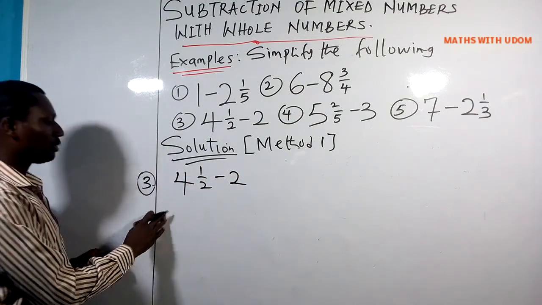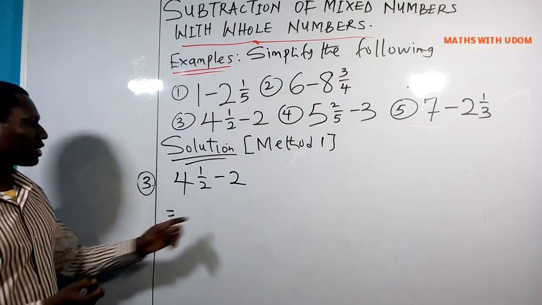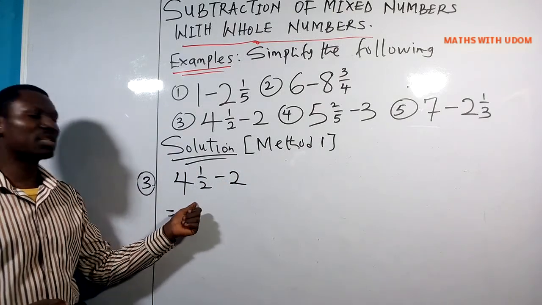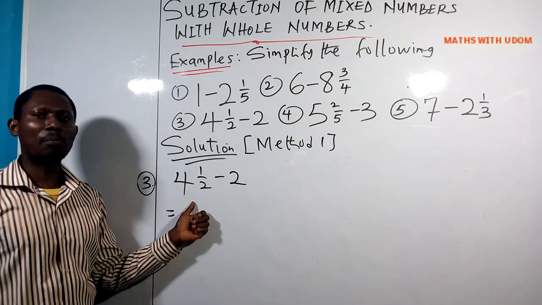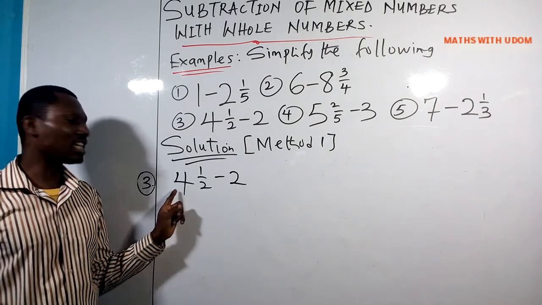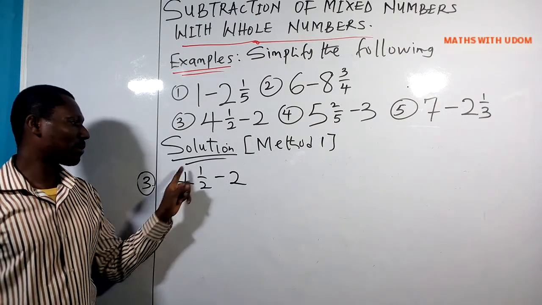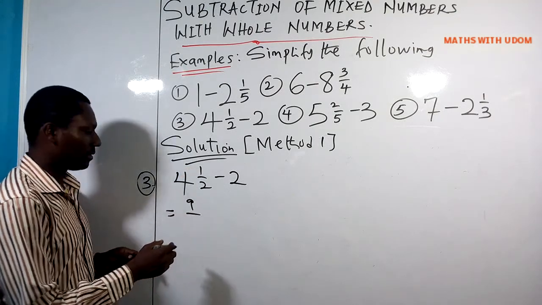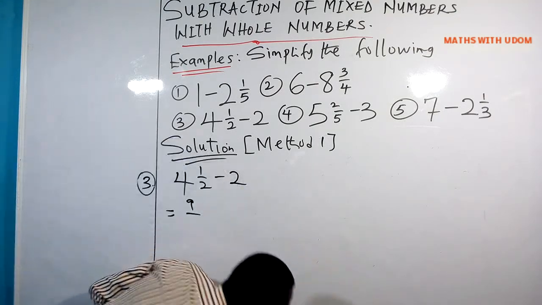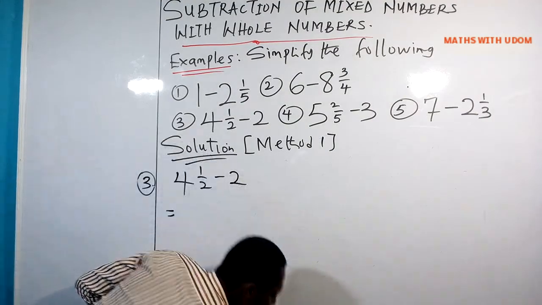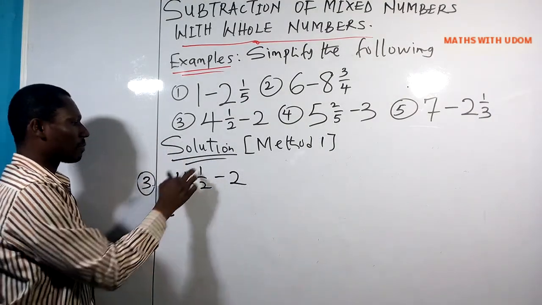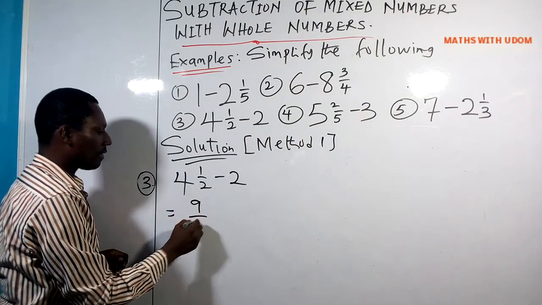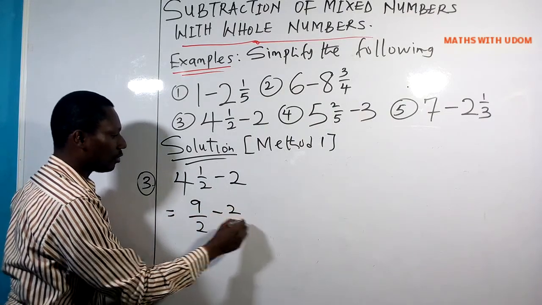Okay? Now how do we solve this? Of course, method 1, we change this mixed fraction into an improper fraction. So 2 times 4 is 8, plus the numerator 1, 9. So we have 9 over 2. Let me write it very well. 2 times 4, 8 plus 1, 9. So we have 9 over 2 minus 2 over 1.